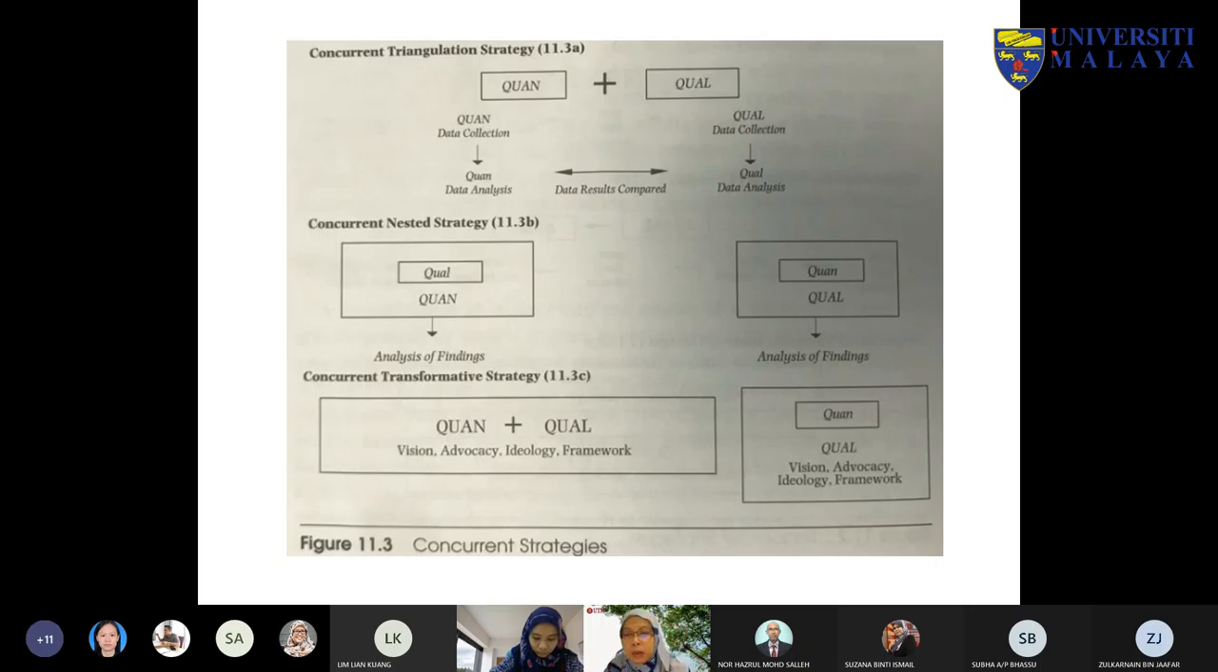Or you can have concurrent, quantitative and qualitative both together when you collect data. While you pass out your survey questionnaire, you also observe the students, for example, okay? Or a concurrent nested strategy. Whatever it is, to know the detail you need to read the books, okay?